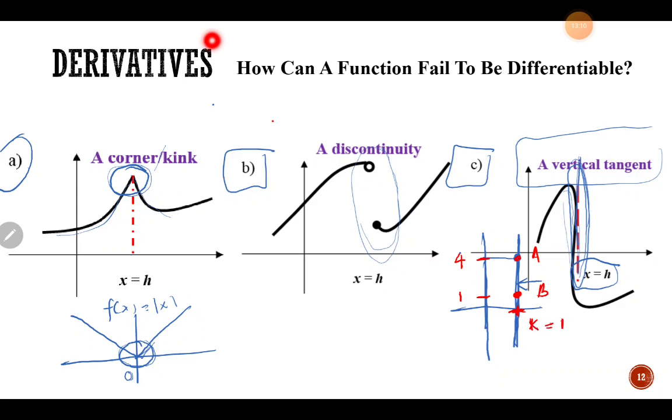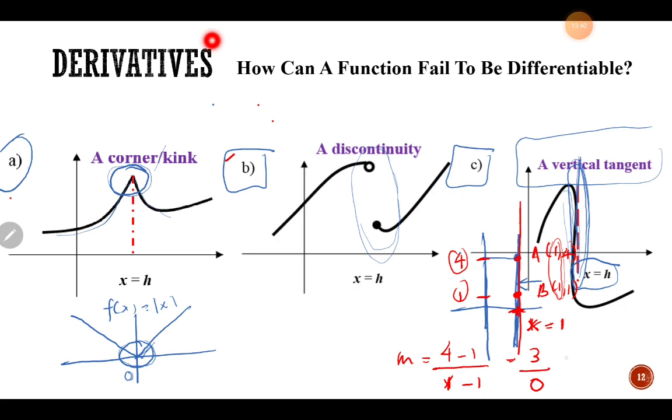Katakanlah kat sini x equals to 1. So point A kita adalah (1, 4), point B kita adalah (1, 1). So macam mana nak cari slope of this tangent line? m is equals to apa? Y kita, point y kita 4 tolak 1. And however, the point x kita sama. We have a common value of x because this is a vertical line. So we're going to have 1 minus 1. So we get what? 3 over 0.